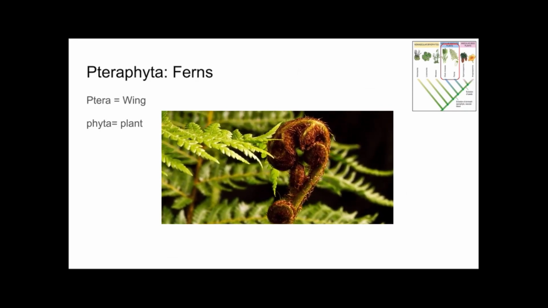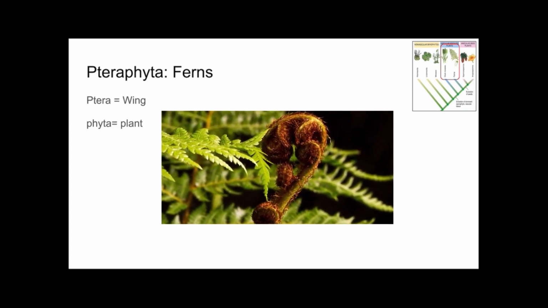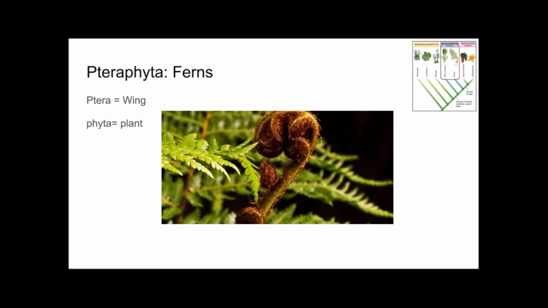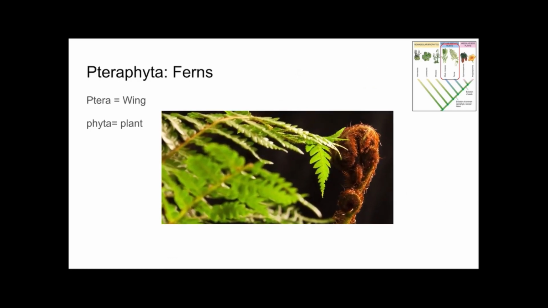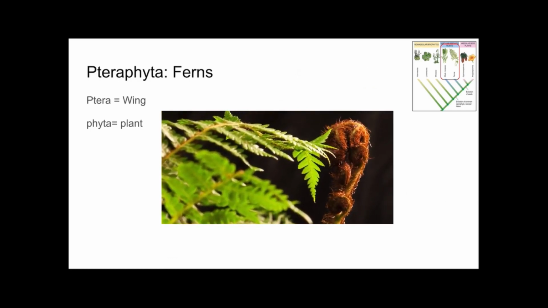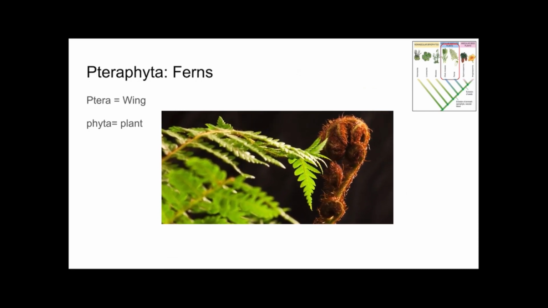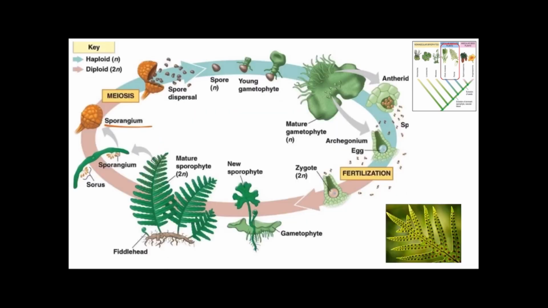We'll use pteridophytes as an example of vascular seedless plants. Pteridophytes are the ferns. Pteridophyte consists of two word roots. Pteris means wing, and phyta means plant. Here's the life cycle of a fern.